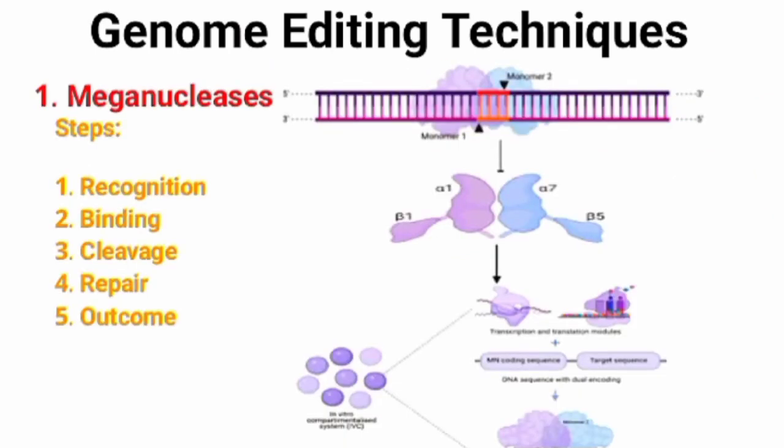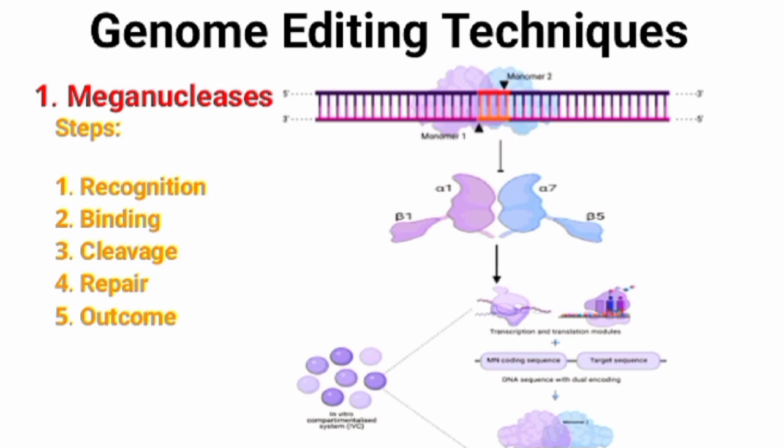The first major technique in genome editing is meganuclease. The steps followed in this technique are: number one, recognition; number two, binding; third, cleavage; fourth, repair; and fifth, outcome. Let us discuss the complete process of meganuclease.